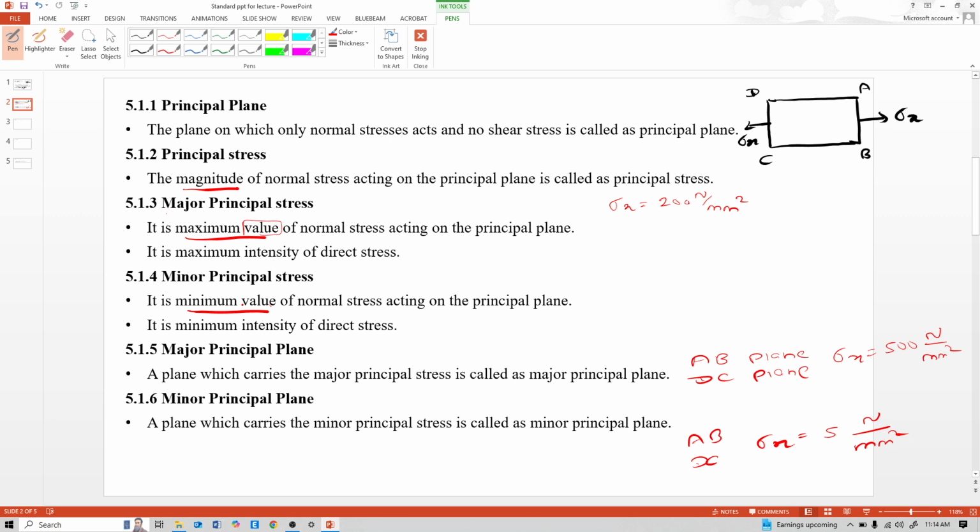Major principal plane: a plane which carries major principal stress is called a major principal plane, and minor principal plane, that means a plane which carries minor principal stress. See, common between these is the stress. All are functions of stress, only major and minor are the differences.